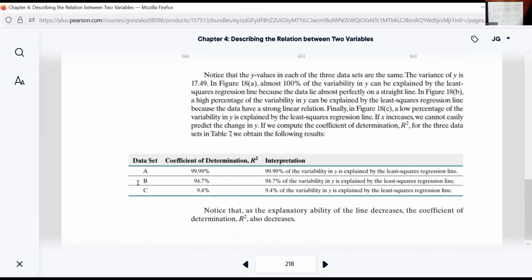So check it out. For data set A, that first line, the R squared value is really close to 1. In other words, 100%. B was pretty decent. It was pretty good, 0.94, but C was garbage. Low percentage. It's close to 0. Right? Does that make sense on what the R squared tells you, what it means? Okay. That makes sense and cool. Let's keep going.